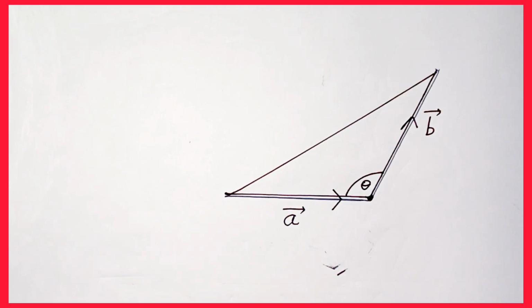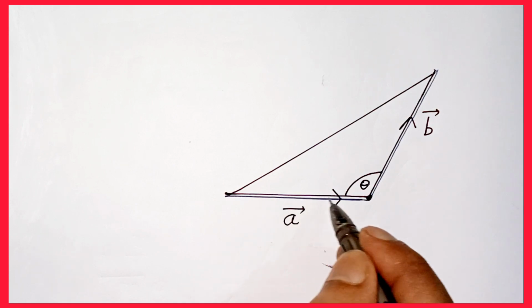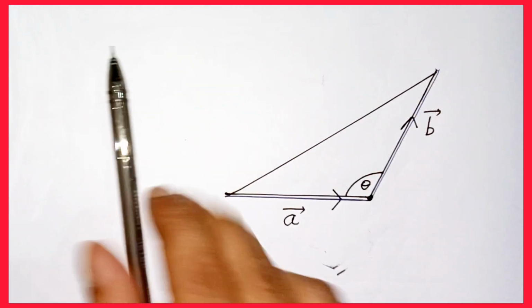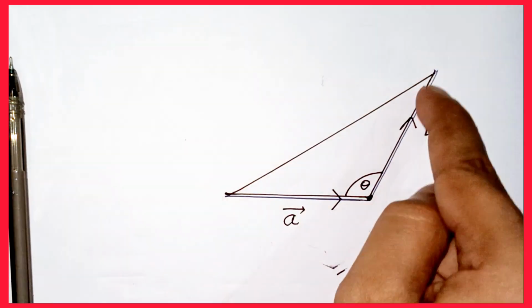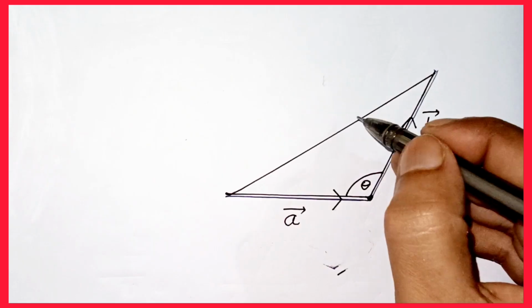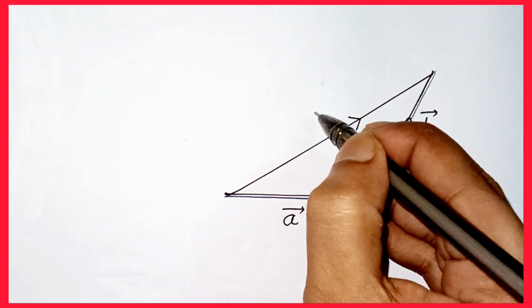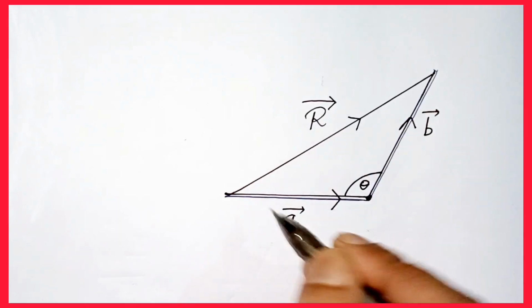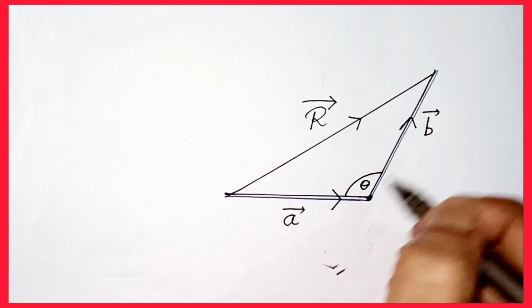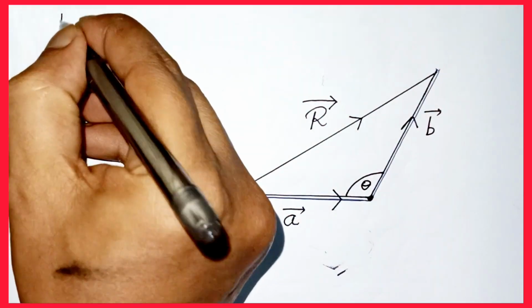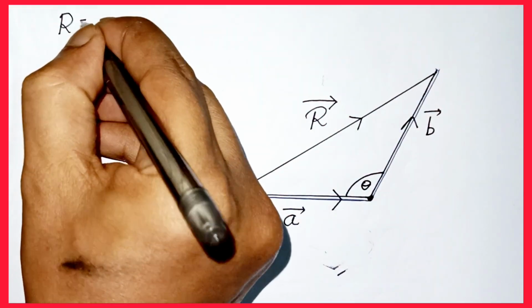is not tail to tail, but head to tail. This is the head of A, this is the tail of B. So you have to watch head to tail, and this is the R. The third closing side represents the resultant, but in the opposite direction. Look, the given vectors are anti-clockwise, but the resultant is clockwise.